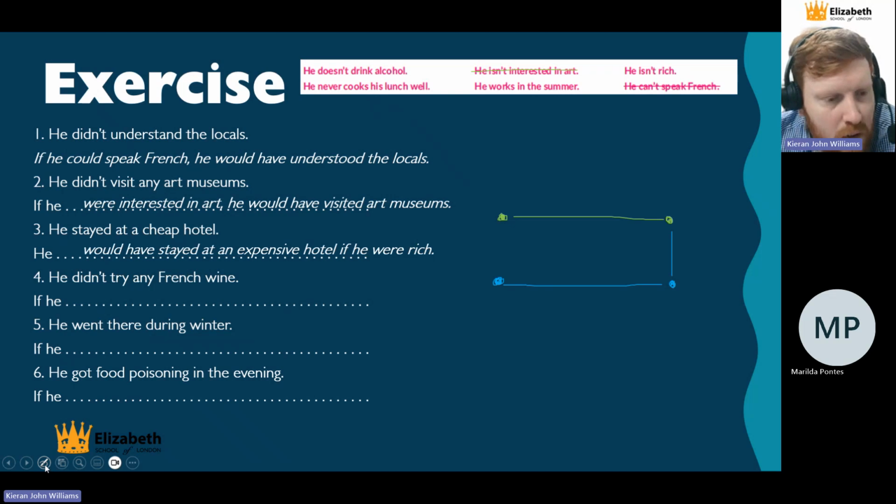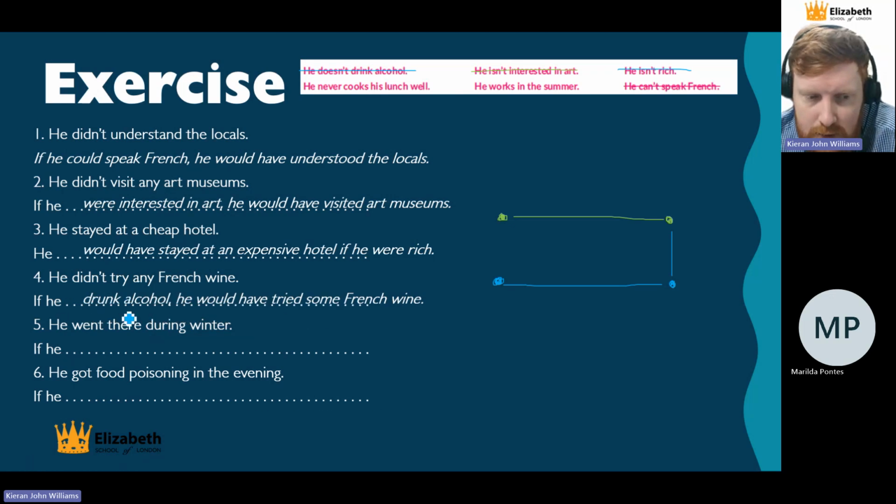So, number 4, when he was in France, he didn't try any French wine. So why is that? It's because he doesn't drink alcohol. But let's imagine that now in the present he does drink alcohol. So this is unreal in the present. This would make the past unreal as well. So if he drank alcohol, he would have tried some French wine.